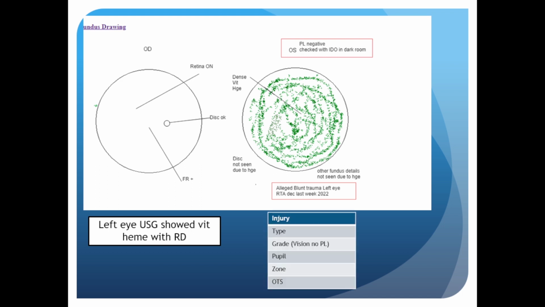So who's telling the score? Yeah, Saurav. So forget about all the grading. It is of no use now because there's no injury at all. It's a contusion injury. Leave it. Contusion type. Tell me, what are the causes for vitreous hemorrhage?